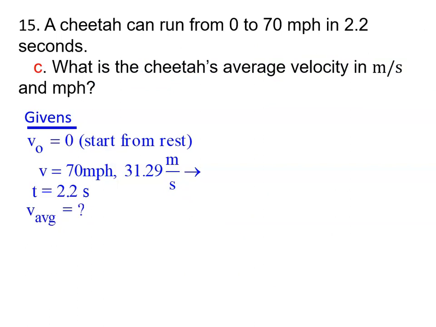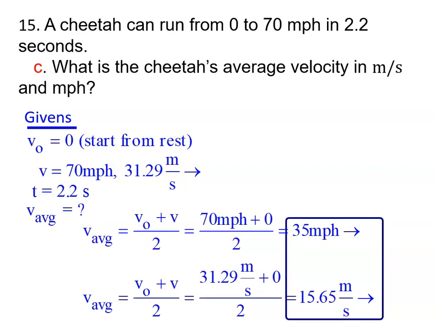What about the cheetah's average velocity? Well, we have an equation for that. We'll just directly plug it in. So, in miles per hour, that's real easy. Just take the 70 and divide by 2 since it started from rest. Or, well, even in meters per second. Take the 31.29 and divide by 2 because, again, it started from rest.